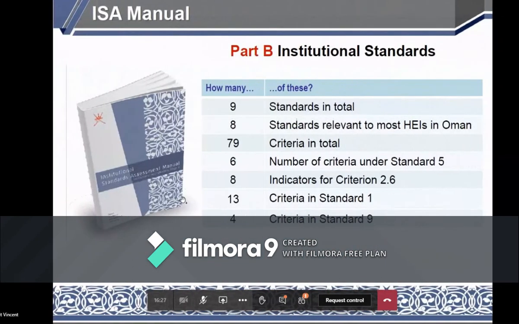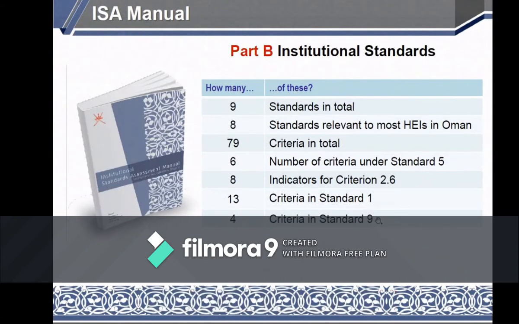Now, just refreshing, we have 9 standards. How many standards we are using is 8, if I'm right. And then we have 79 criteria to take care of. These are some notices that I could feel. We need to be aware of how many criteria there are in each standard. So a total of 79 criteria.